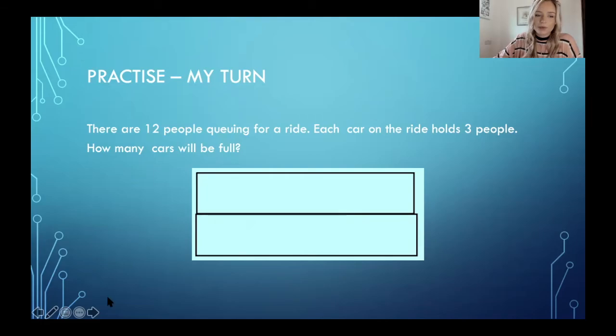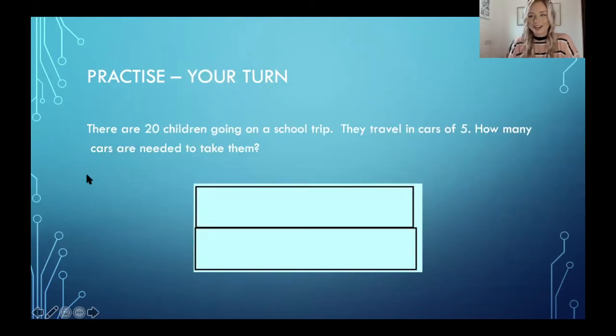So let's move on. You are now going to have a go at practicing this. The question says there are 20 children going on a school trip. They travel in cars of 5. How many cars are needed to take them? You need to put the number that you're starting with at the top of your bar model, and then you need to split the bottom of the bar model into your 5 groups. Have a go at this, and we will run through what your bar model should look like in a moment. Pause the video now to have a go at this.